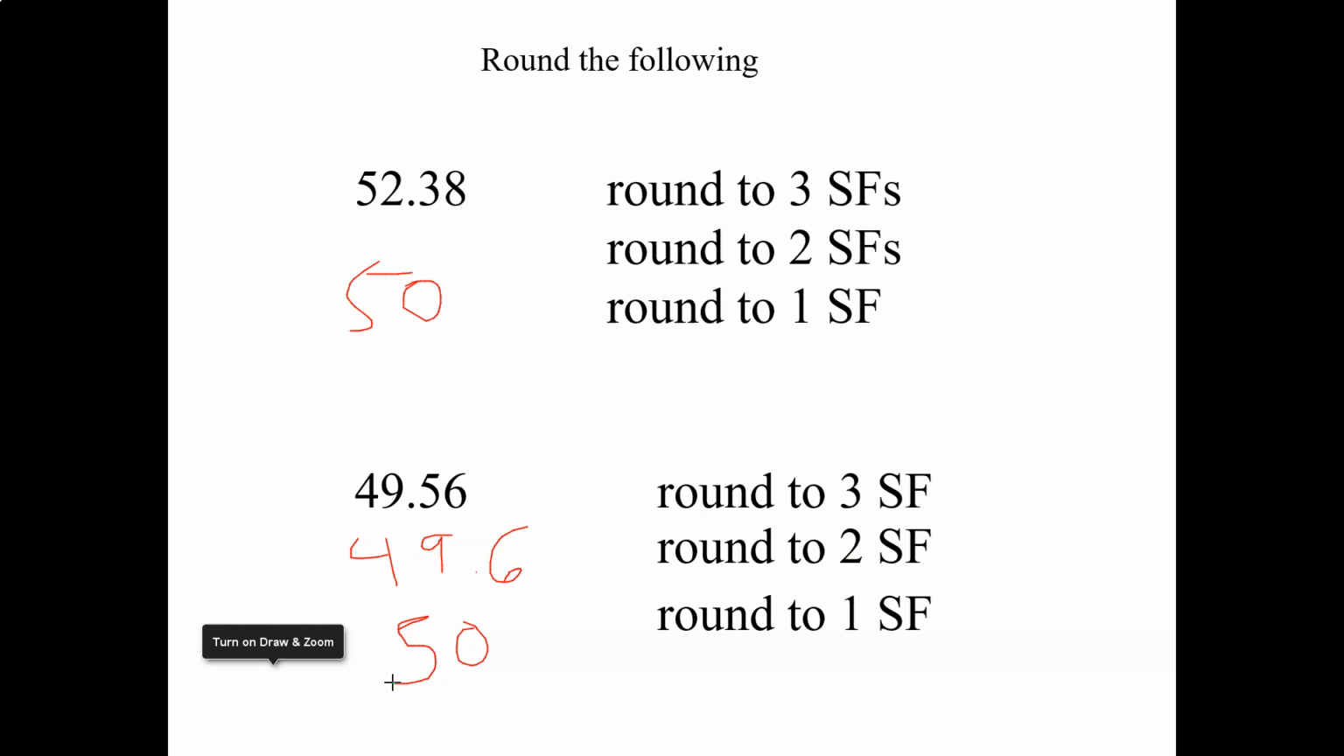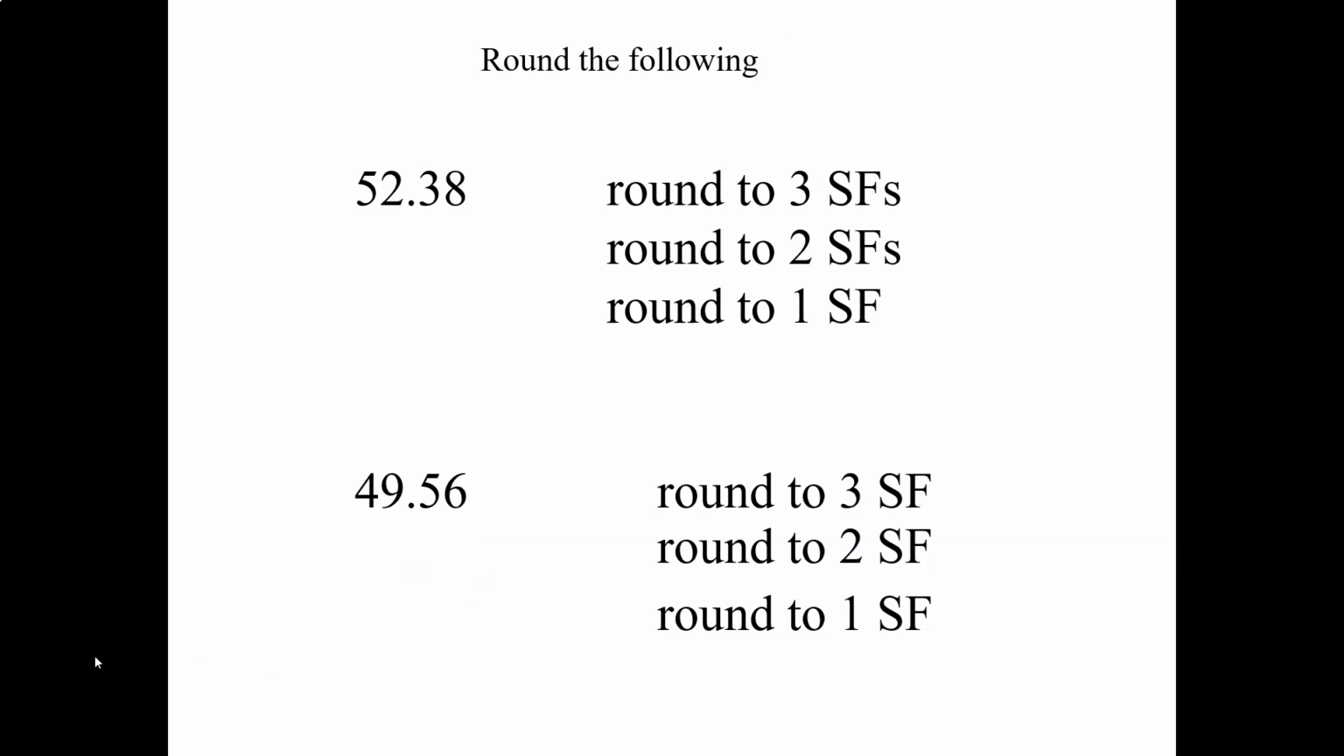Well, what can I do to that 0 to make it a sig fig? Put a line over it. So now I've got 2 sig figs. Erase this. And now around 49.56, I'm going to round that to 1 sig fig, and we're going to get just 50. And that'll be my one sig fig if I round that to 1 sig fig.